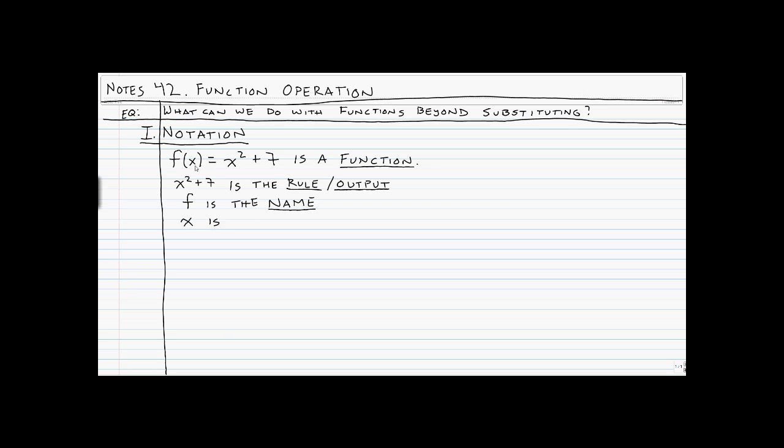Whatever's inside here, this guy is called the input. Like, that's the value we're going to put into the rule in order to find values. So there are all our pieces here. The function itself, which combines all of it, like it sets the rule equal to the actual notation itself, the name itself right there, and then of course the input we put in.